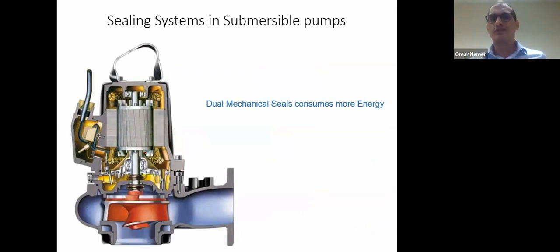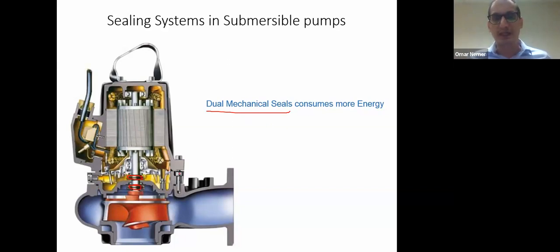Now, most of the submersible pumps have dual mechanical seals, or two mechanical seals. So we don't have only one plane of friction. Now we have two places of friction, because with dual mechanical seals, I have friction here and friction here. That means higher power consumption as well.